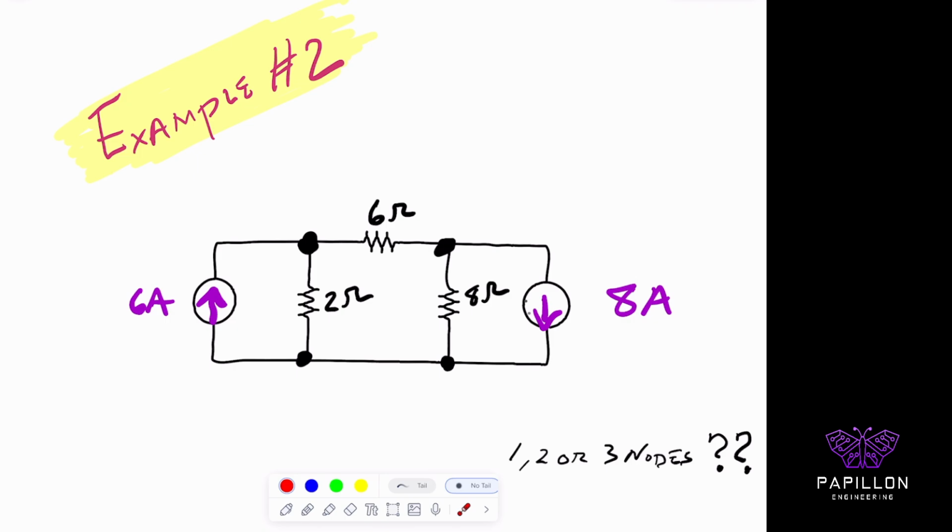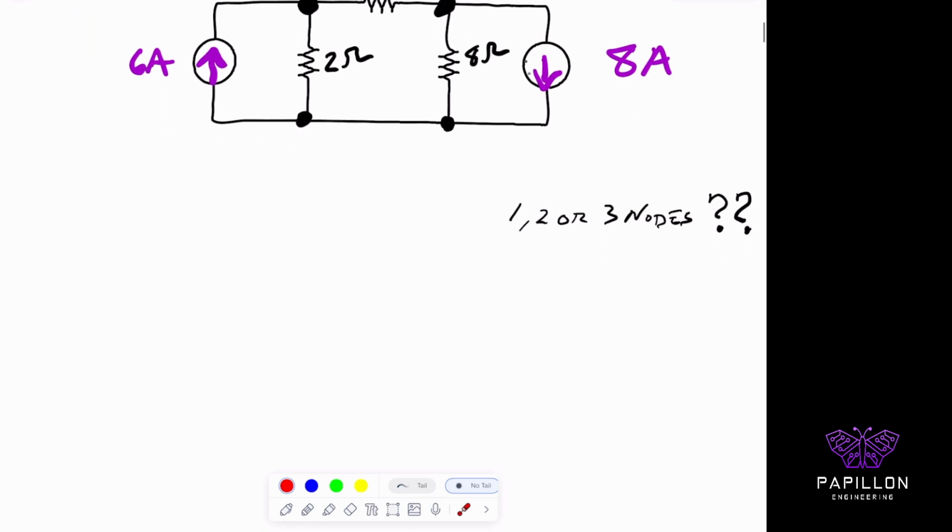Okay. When you look at this problem, what you should hopefully see is that there's a ground node here where they all share the same node, which is called our reference node or ground node. On the top, there's one node over here and another node over here. So if you include the ground, it is 3 total nodes for this particular problem. All right, take a look at that.